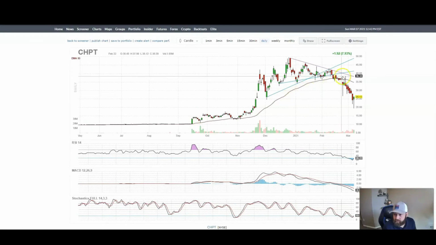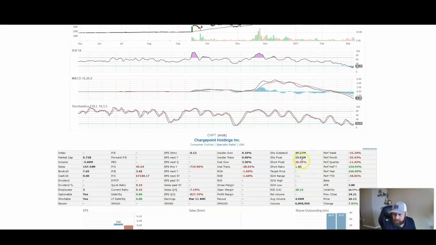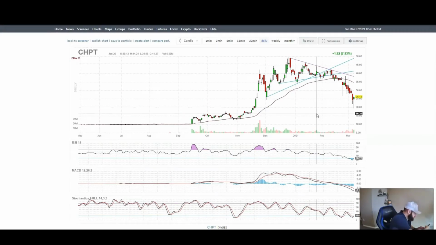And 25 would be support right there. So this was one that I'm definitely going to put on the list. Looks like you got shorts piling in. If we get a reversal, they're going to have to start covering quickly. So definitely put this one on the list.